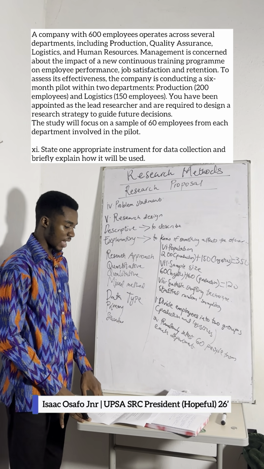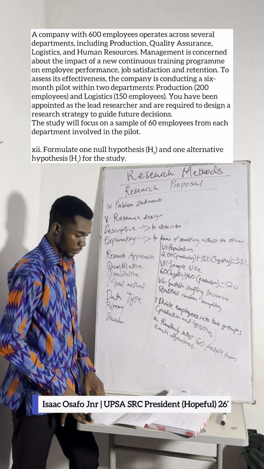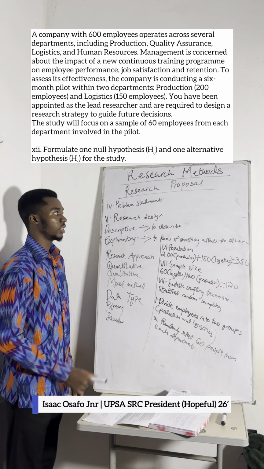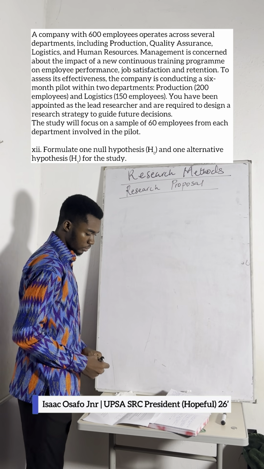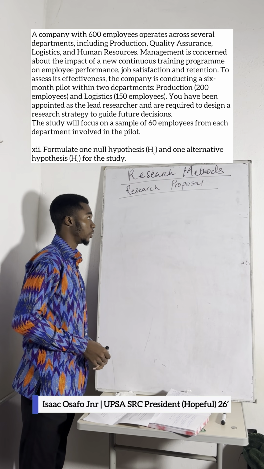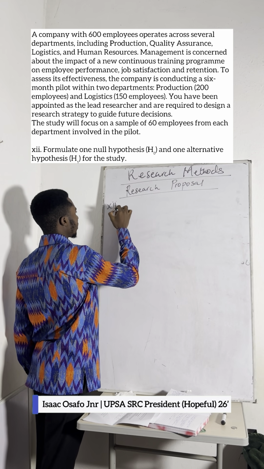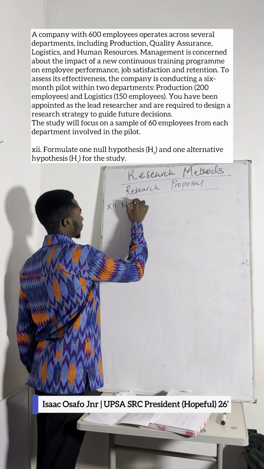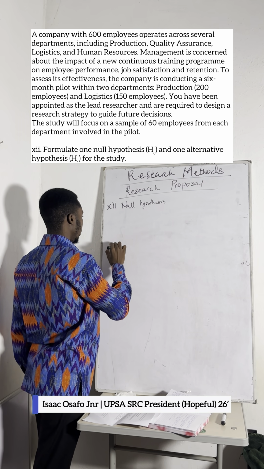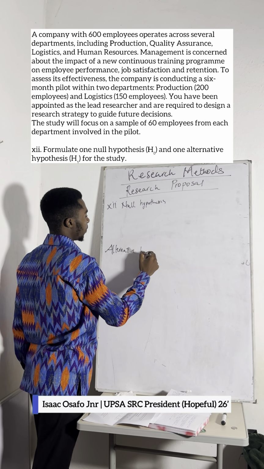Now let's go to the XII. The XII says that we should formulate one null hypothesis and one alternative hypothesis for the study. Okay, let me clean the board so that we do it. So now the question is saying that we should formulate one null hypothesis and one alternative hypothesis. So they're asking for a null hypothesis and the alternative hypothesis.